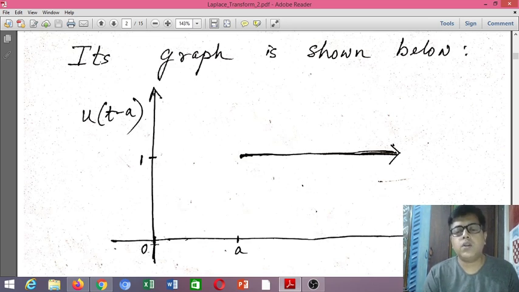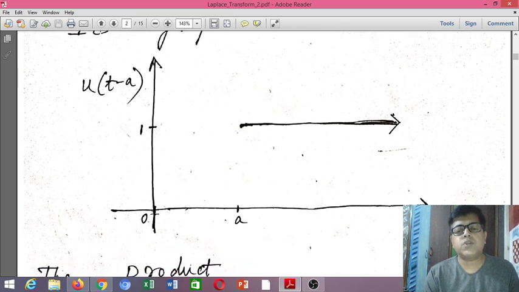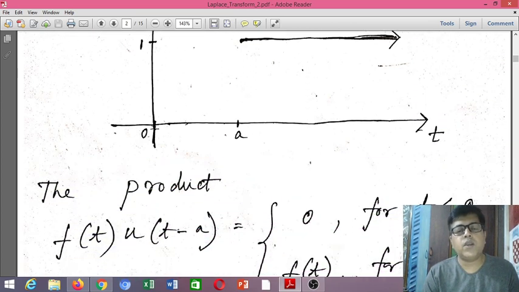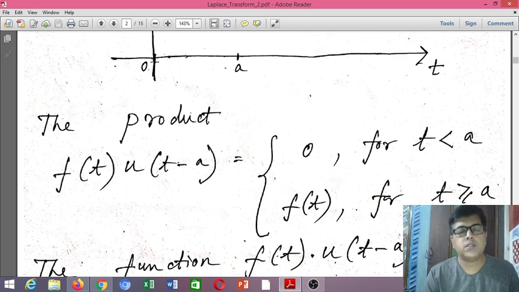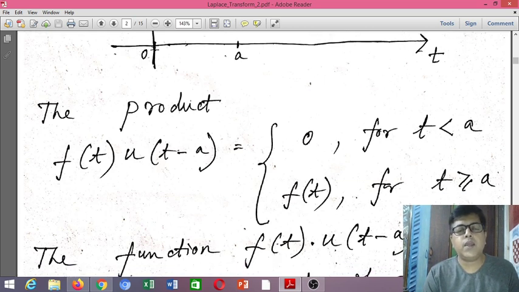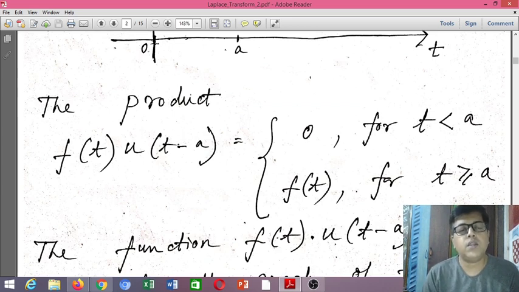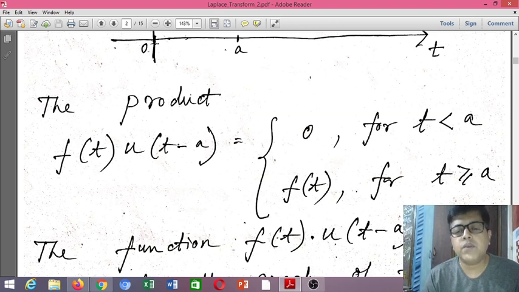Now let's find out how to calculate the Laplace transform of a unit step function. Before we go into that, we define it in a more general way. Consider the product f(t) multiplied by u(t minus a), f(t) being any function of t continuous for t greater than or equal to 0. So f(t) u(t minus a) will be 0 for t less than a and obviously equal to f(t) for t greater than or equal to a, a being a positive quantity.